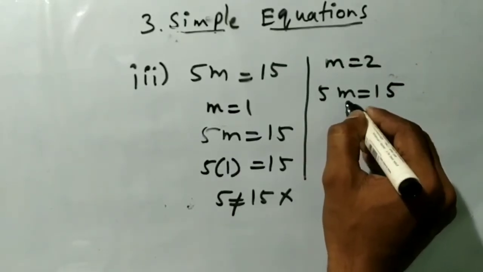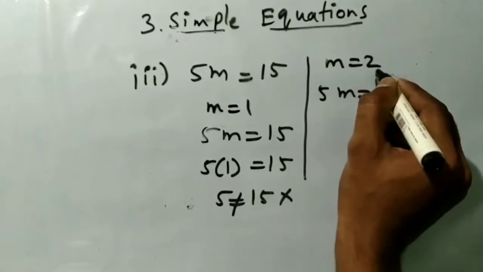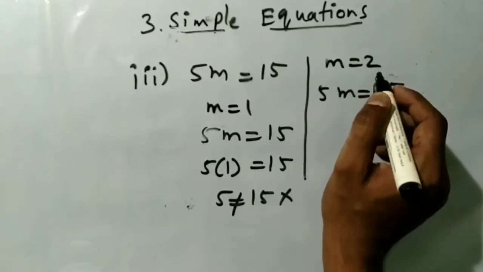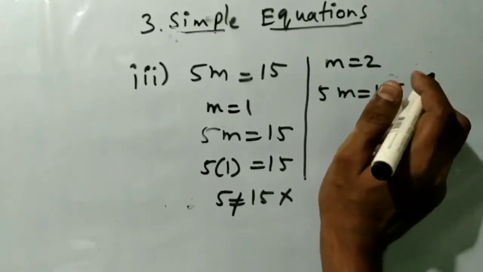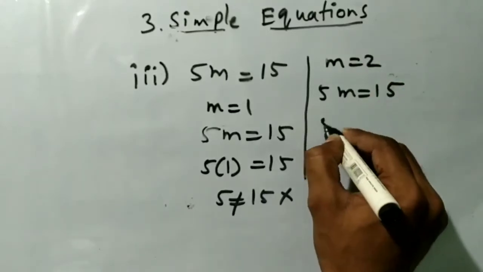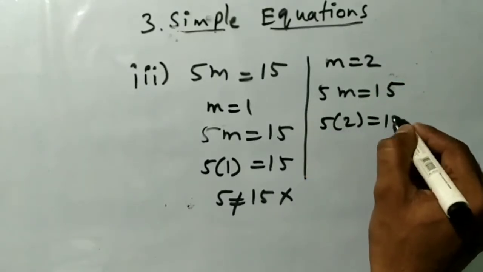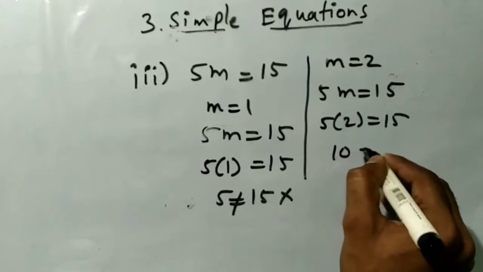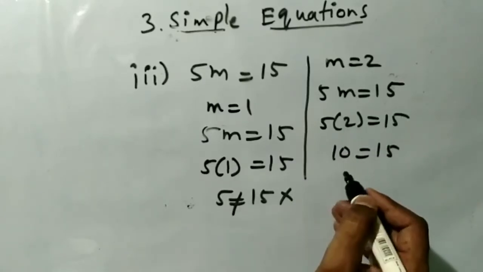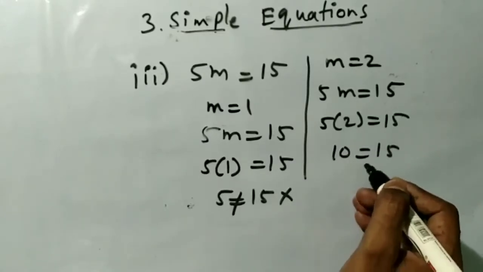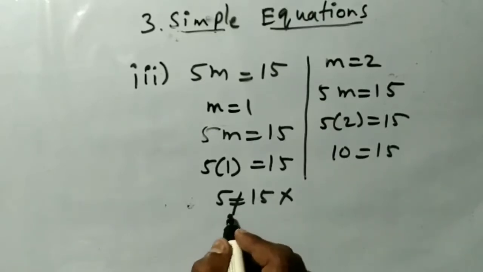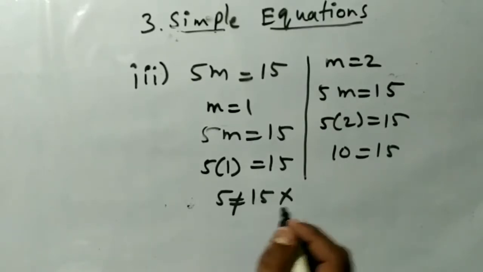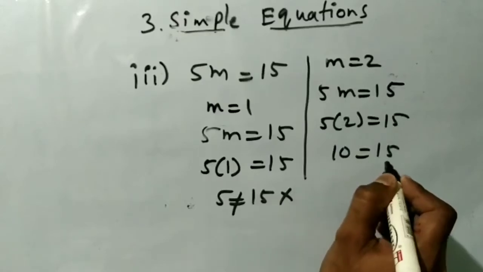We had substituted the m value here. M is equal to 2. We have taken an example just to get the answer. Then 5 into 2 is equal to 15? 5 2s are 10, which is not equal to 15. We came a little bit closer than the previous value. Here we got 10 less than the actual answer. Here we get 5 less than the actual answer.